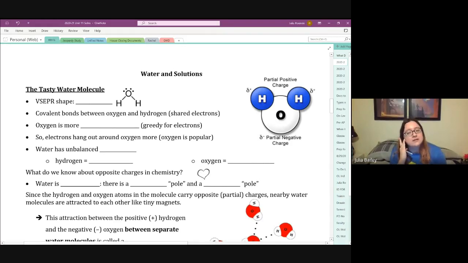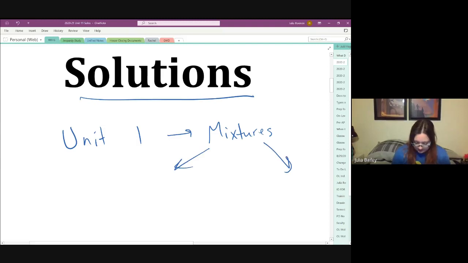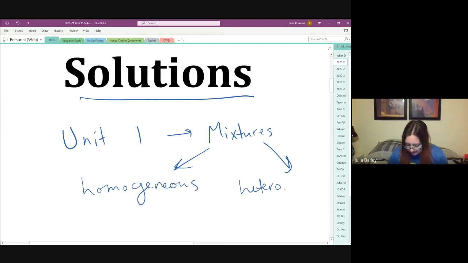Solutions, meaning when stuff is dissolved in other stuff. You may actually remember way back in Unit 1, we talked about mixtures, and there were two kinds of mixtures. There were homogeneous and heterogeneous mixtures. Homogeneous is well mixed, meaning it all looks the same. A heterogeneous mixture was like you can look at it and you see stuff that looks different, like fruit salad. You can see different parts in there, or like concrete. You can see tiny pebbles that are different from the other stuff, right?